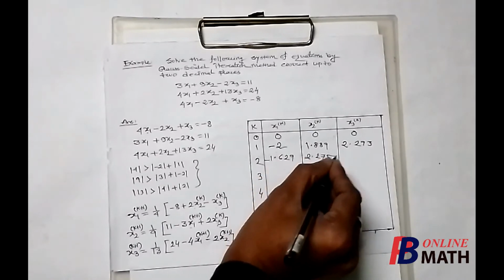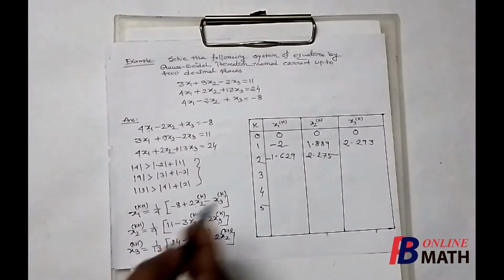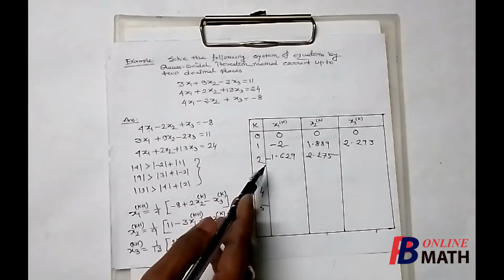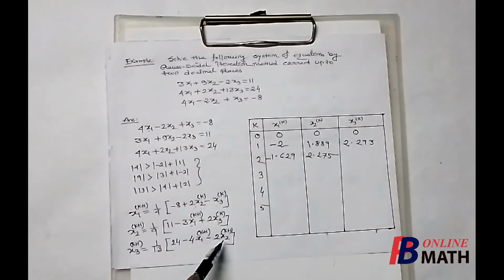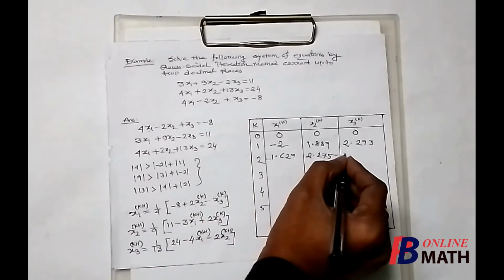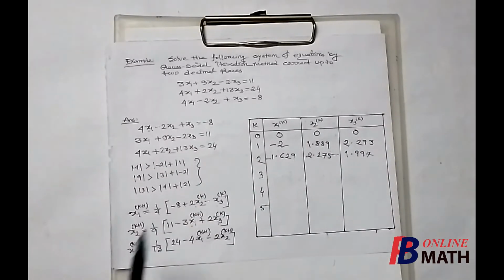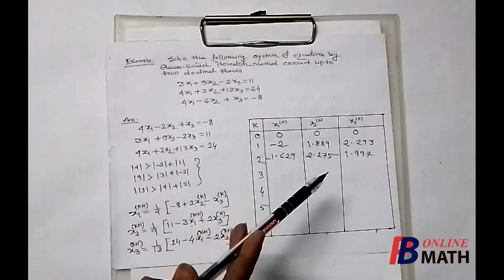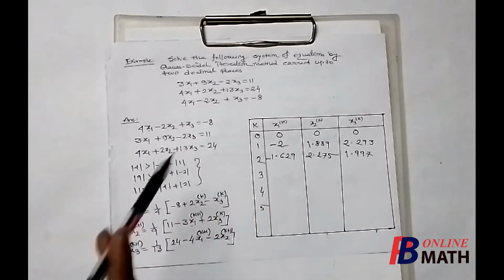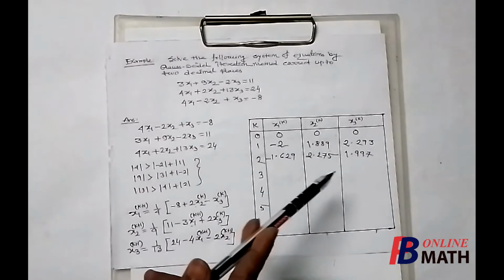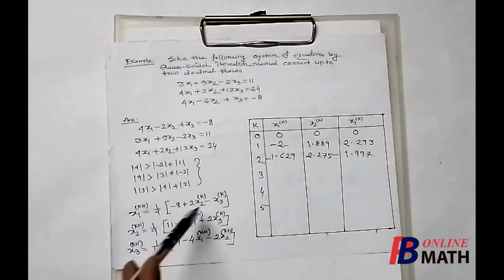2.275. Now if we put these two values in the third equation, then we can easily find the value of x3, which will be 1.997. So we have obtained the third approximations of x1, x2, x3. Now using these three approximations we can get the fourth approximation of x1, x2, x3.